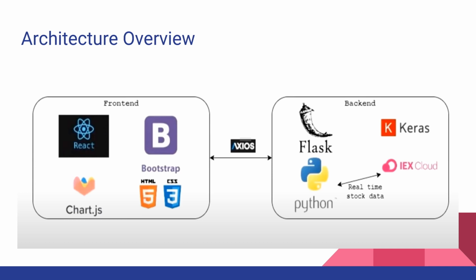To ensure seamless communication between the front end and back end, we utilize Axios, a promise-based HTTP client. This allows us to efficiently exchange data and maintain real-time interactions, enhancing the overall performance and responsiveness of our application. To ensure our users receive the most relevant and up-to-date stock data, we have seamlessly integrated the IEX Cloud API.